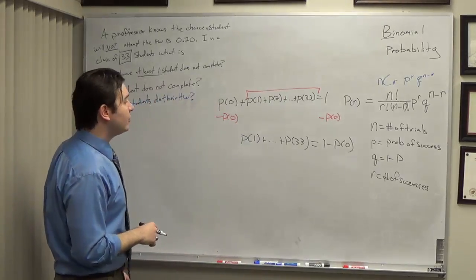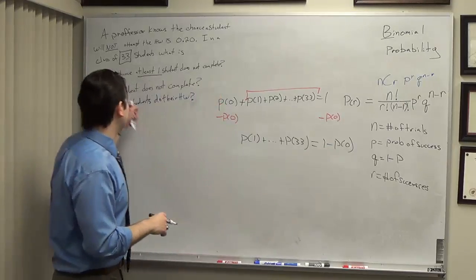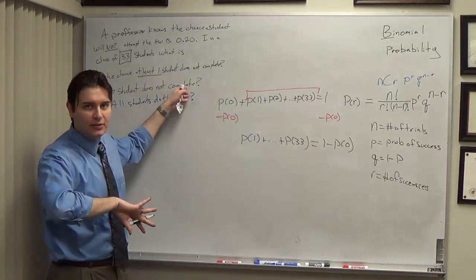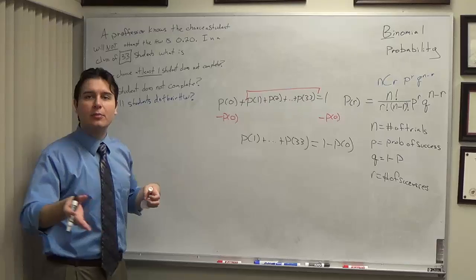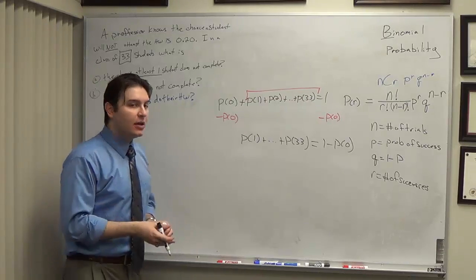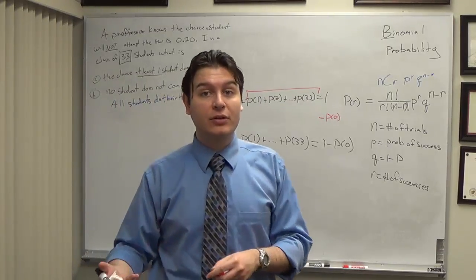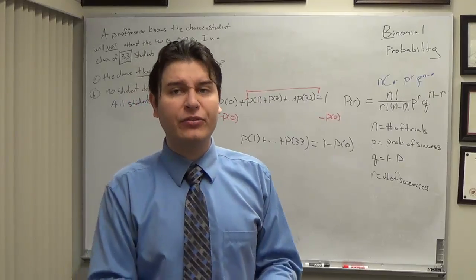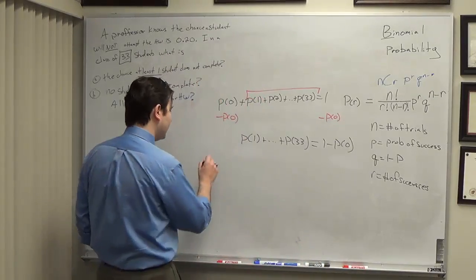But what is P of 0? It's the probability that no student does not complete their homework. Well, that's part B. So actually, if we think about part A in more clever ways, we realize that we should do part B first. So let's go ahead and calculate this out.